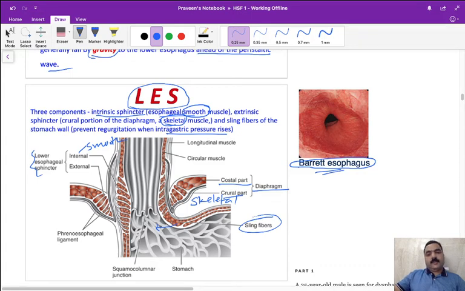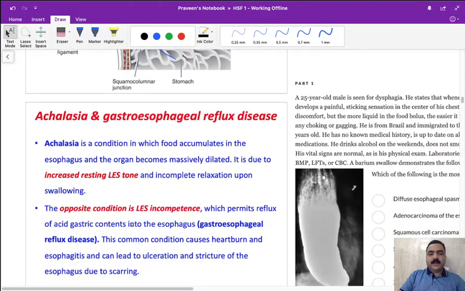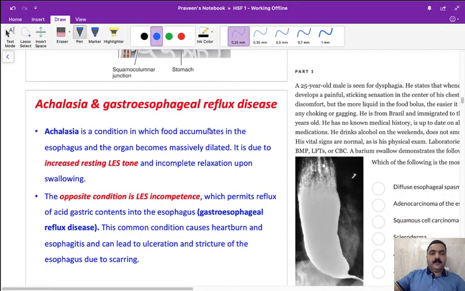So when a patient is showing Barrett esophagus, what you have to understand is that the acids are refluxing back. What is that condition called? That is called GERD. That condition is referred to as GERD, or gastroesophageal reflux disease.